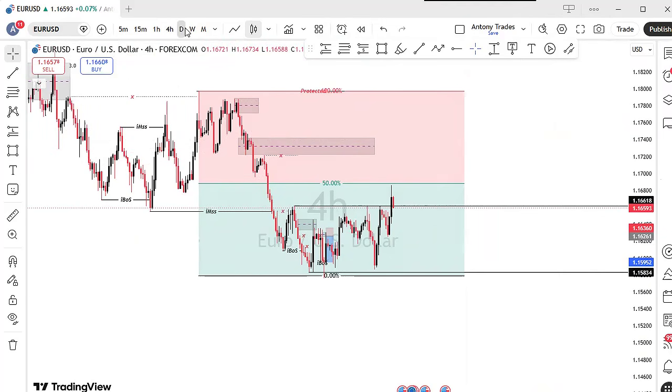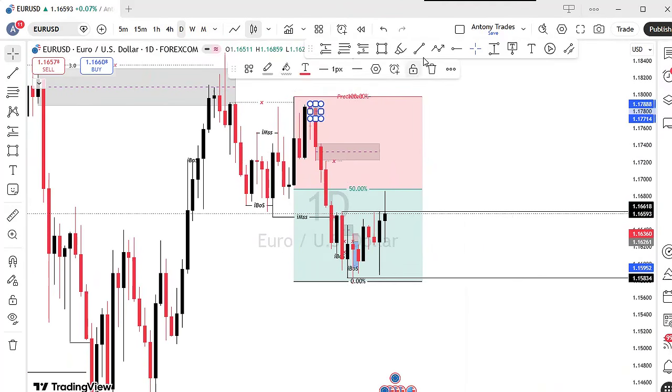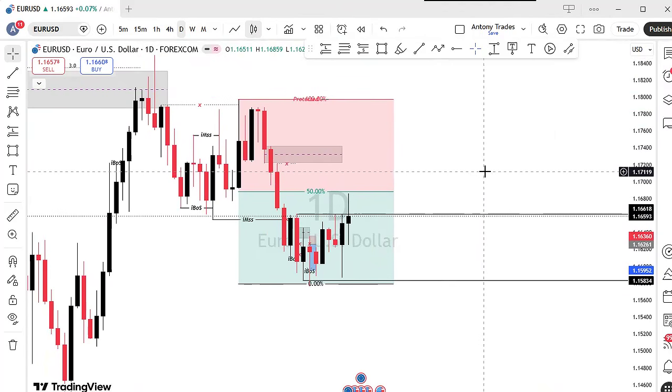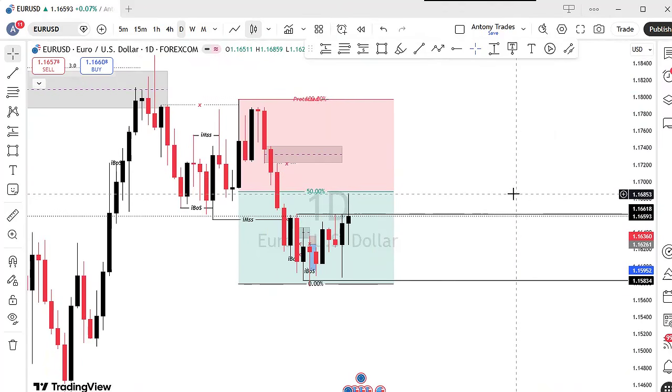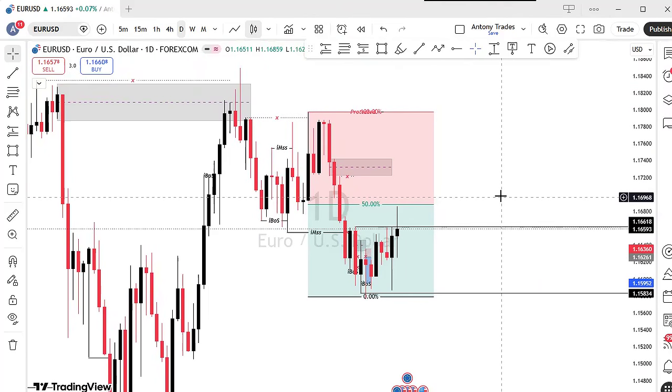So what do we do? You go to the daily time frame. So once you go to the daily time frame, what do you do? I'm going to show you a very easy thing. We have said we only have two advantages of doing this. One, there are fewer candles to mark on this time frame. Two, you will identify high probability points of interest.